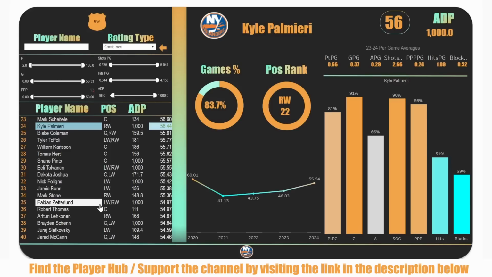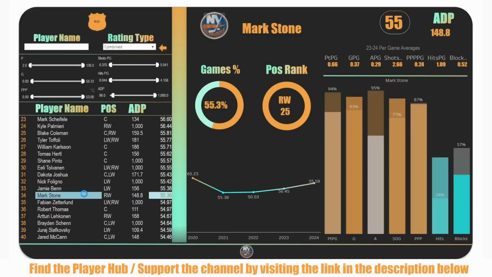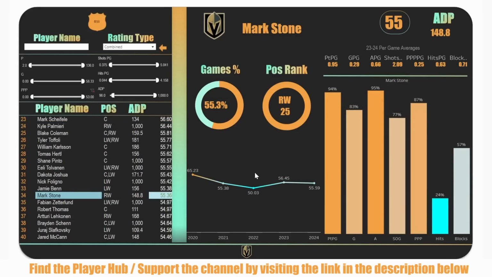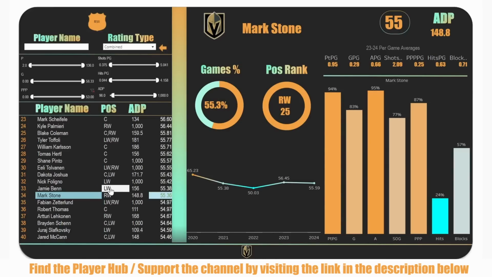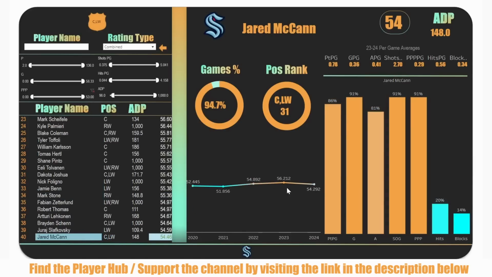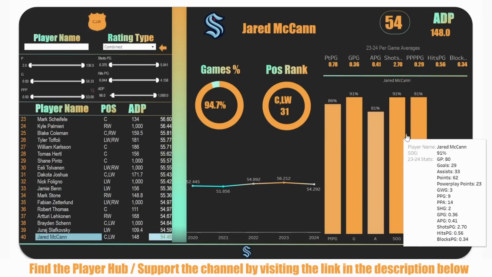Now, there's a couple of them on the board. We can talk about Mark Stone. He's another injury risk guy. 55% of his team's games over the last couple of years, but almost a point per game average. Really good assist numbers, gets some power play time, etc. Jared McCann is a goal-scoring center left wing. He's always very valuable for the goal totals and the shot volume.